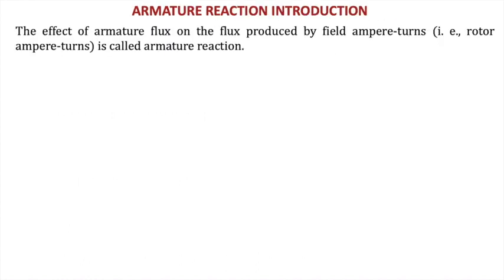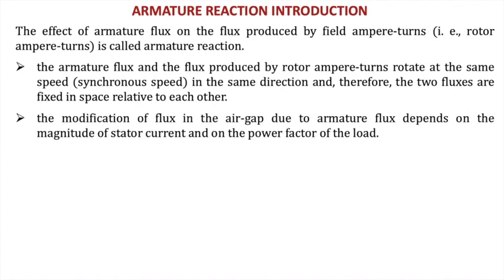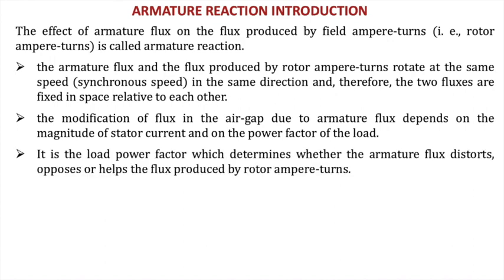So how does it affect? The effect of the armature flux on the flux produced by the field ampere turns is called the armature reaction. The armature flux and the flux produced by the rotor ampere turns rotate at the same speed, that is the synchronous speed, in the same direction also. Therefore, the two fluxes are fixed in space relative to each other. The modification of the flux in the air gap due to the armature flux depends on the magnitude of the stator current and on the power factor of the load. So it is the load power factor which determines whether the armature flux distorts, opposes or helps the flux produced by the rotor field.